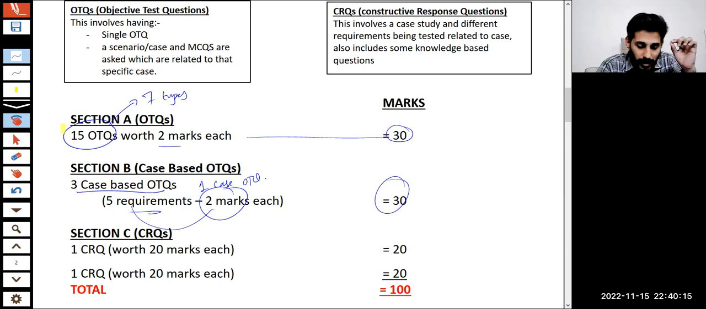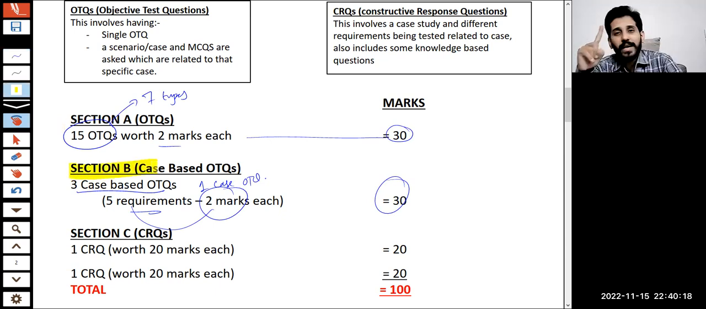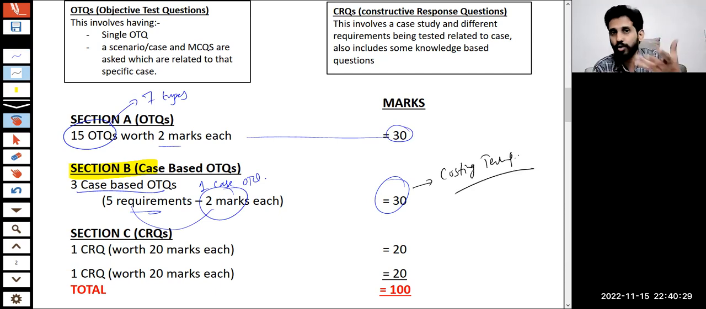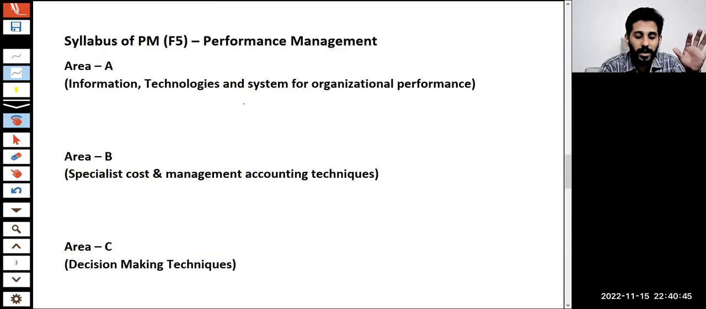that in this section B, the case OTQ, you will receive at least one case OTQ from the topic which is costing technique. From the topic which is what? Costing technique. Now, I can assure you in this session that you can easily achieve at least 30 marks, because you already know how the question would be examined or which area would be examined. Now, I'm holding this paper pattern for a minute, and I'm just moving on to the syllabus area of paper performance management.